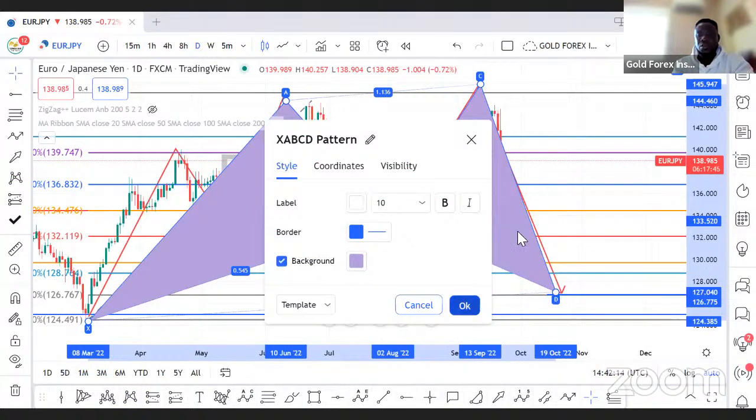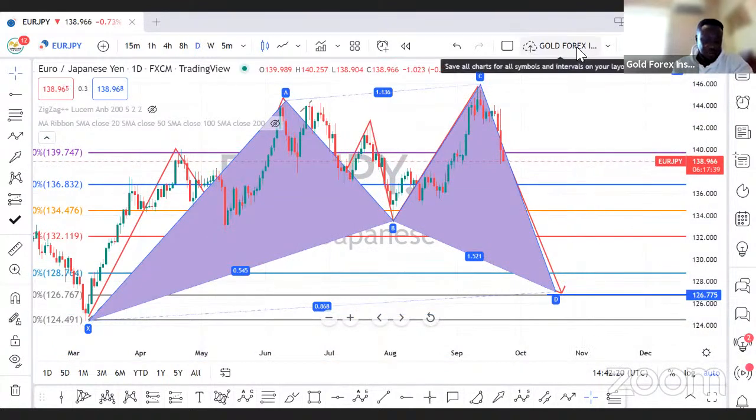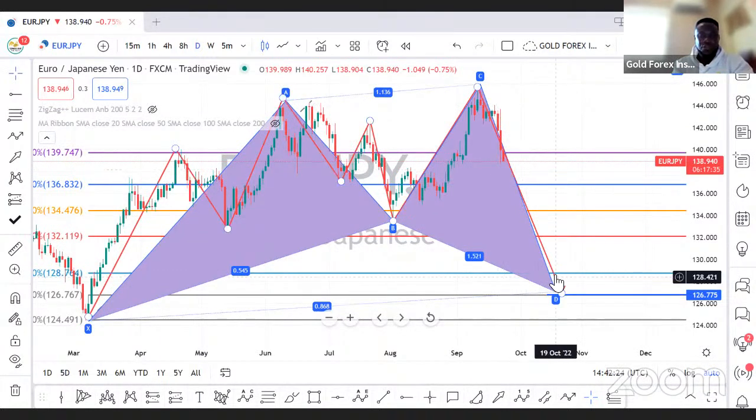Okay, so that's what I'm expecting for euro yen. This is the euro yen move, and this is on the daily time frame.